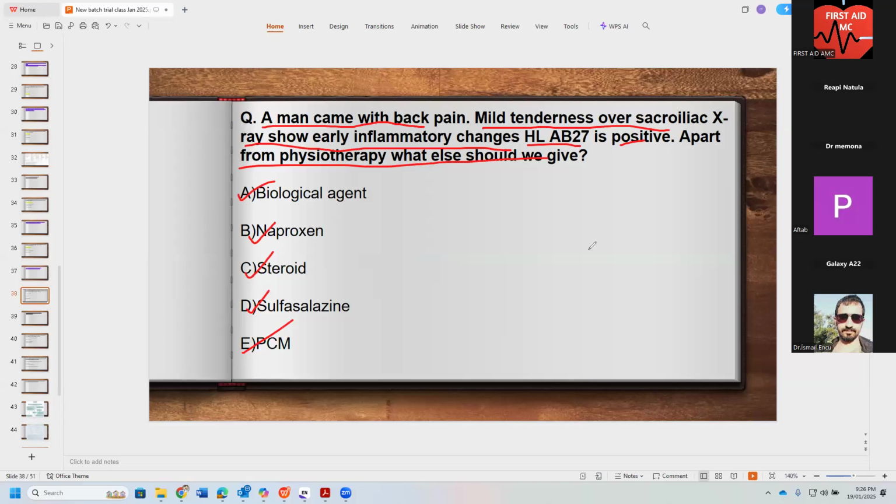So what is this disease, guys? Back pain in an HLA-B27 positive patient: ankylosing spondylitis. In ankylosing spondylitis, yes, physiotherapy is very important, but how do we manage the back pain with the initial agent? We will give steroids. Very good. So this was a very easy question. I'm just going to breeze through that very quickly.